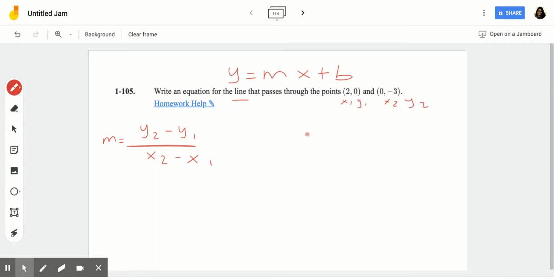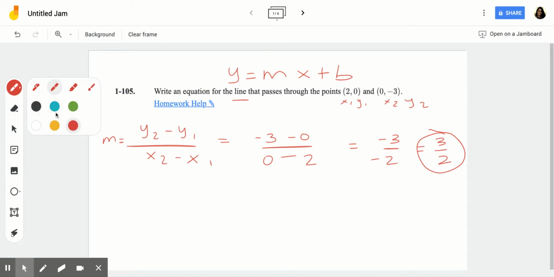So now let's plug in what we know. Negative 3 minus 0 over 0 minus 2. So now I get negative 3 on top, negative 2 on the bottom. Simplify the two negatives, and my slope is 3 over 2. So far what I can fill in is y equals m, 3 over 2, x plus b.